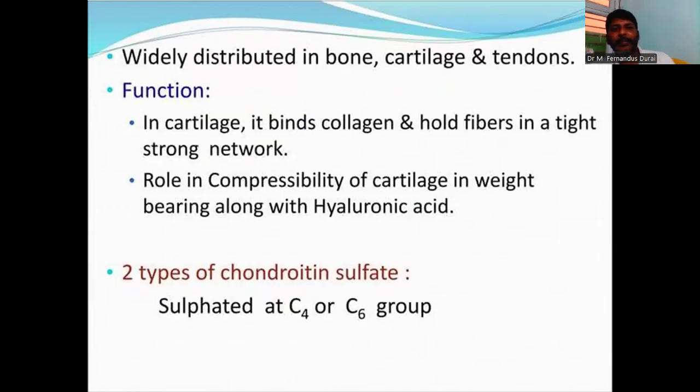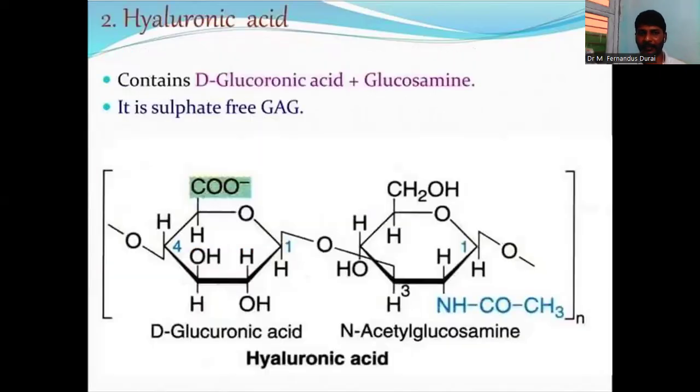The types of chondroitin sulfate are chondroitin sulfate at the 4th position, C4, and C6. So N-acetyl galactosamine 4 sulfate and 6 sulfate. These are the two types of chondroitin sulfate.